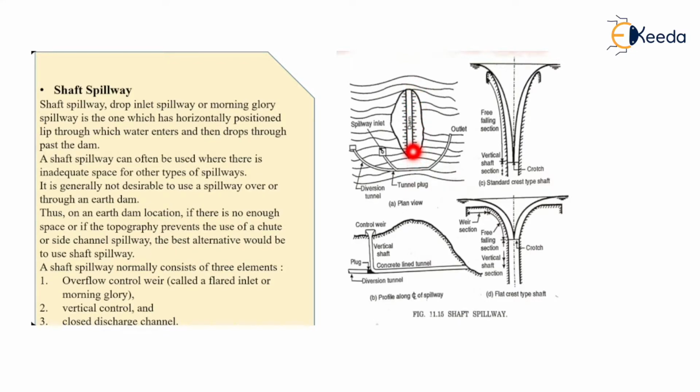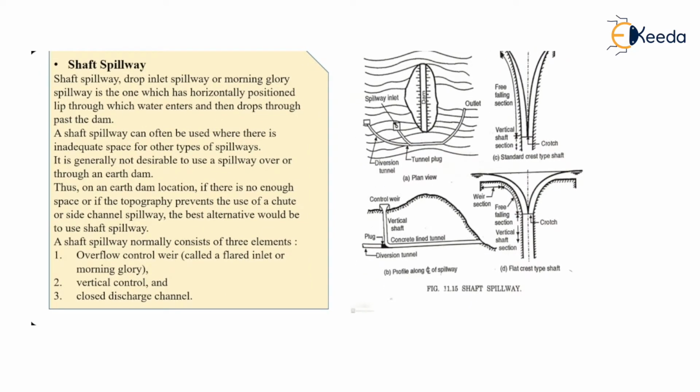Basically, in the earthen dam or the rockfill dam, the spillway provision becomes very critical. So in that type of dam, we can provide such a spillway. A shaft spillway can often be used where there is inadequate space for other types of spillway, or where the suitable topography is not available for any other type of spillway. So in that situation, we can adopt this shaft spillway.